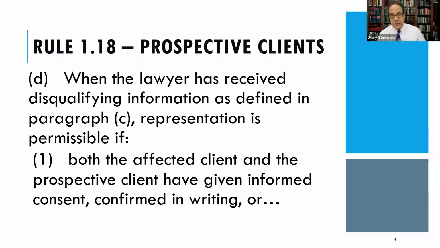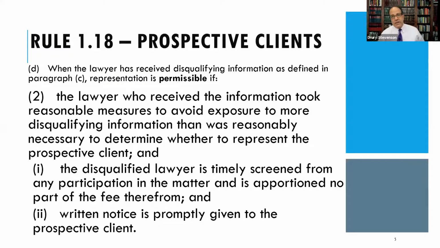Go ahead and represent, and we'll give informed consent, and she will give informed consent, so each affected client, then this sounds like 1.7, right? Where each affected person, even though the first one wasn't a client, that's why we didn't talk about this under 1.7, but if they will both give consent confirmed in writing, then you can go ahead and represent the second party.